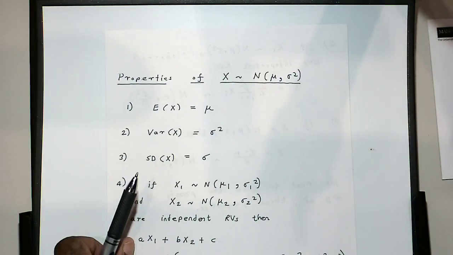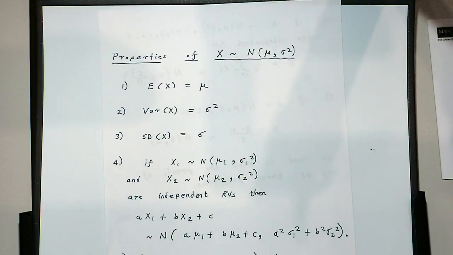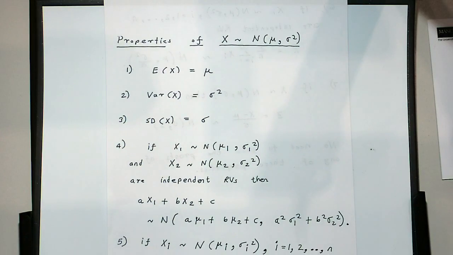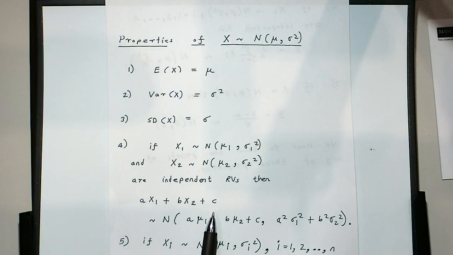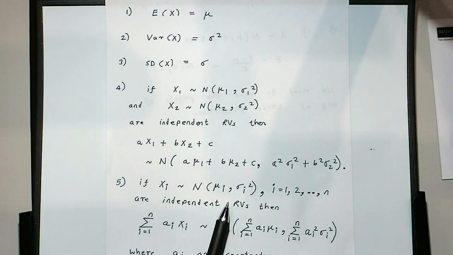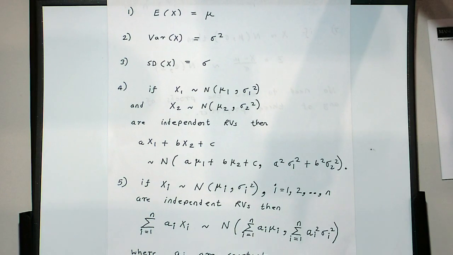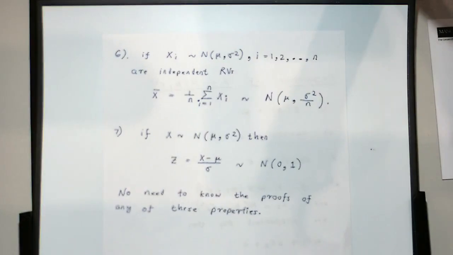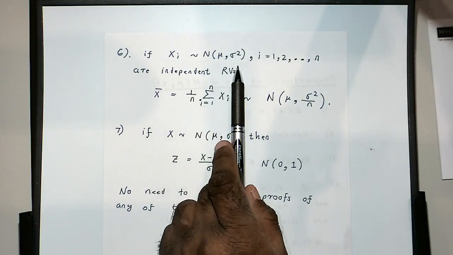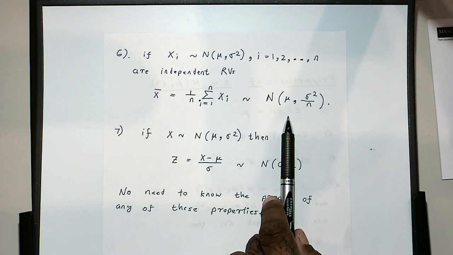Some properties of a normal variable are: this is the mean, the variance, standard deviation. If you have two independent normal variables, then their linear combination is also normal. In general, if you have n independent normal variables, then their linear combination is also normal. And if you have n IID variables that are normal, then the sample mean is also normal.